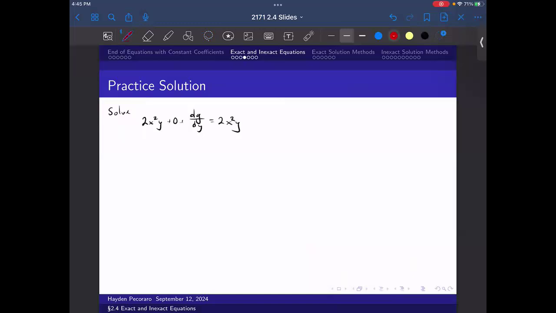So the 2x squared y's cancel out, right? And then the 0 just goes away. So we have a really easy differential equation. dg/dy equals 0. Can you solve that for me? Almost. Not necessarily 1, but not y. What has a derivative of 0?